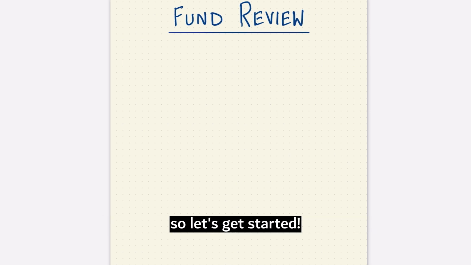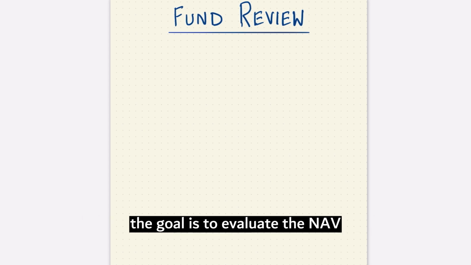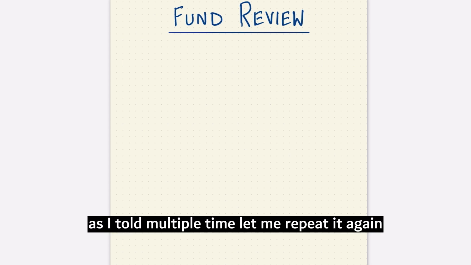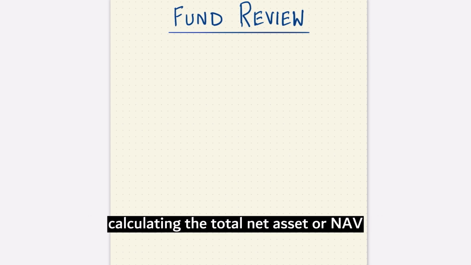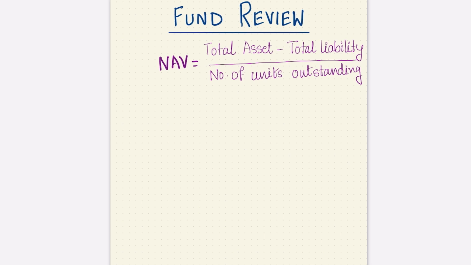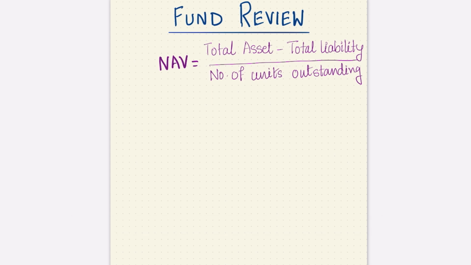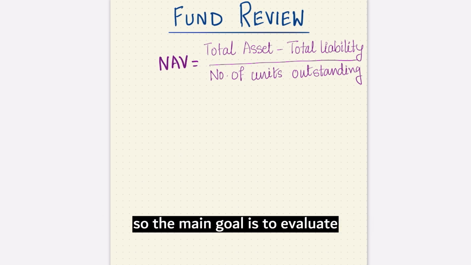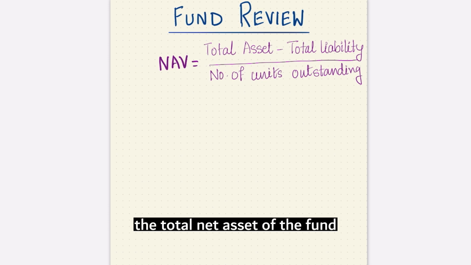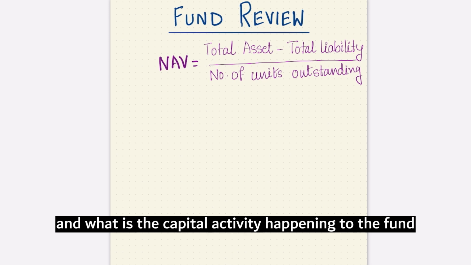So let's get started. When a fund accountant starts his or her day, the goal is to evaluate the NAV. As I told you multiple times, let me repeat it again. The formula of NAV is total asset minus total liability divided by number of units outstanding. So the main goal is to evaluate the total net asset of the fund, the total liability of the fund, and what capital activity happened in the fund.